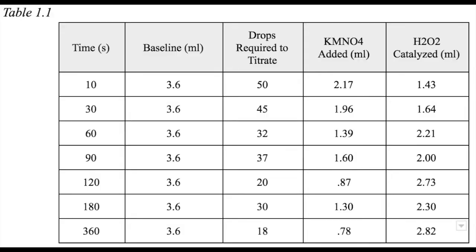From the data collected over the course of this lab, we were able to calculate how much H2O2 is catalyzed during each time interval. After 10 seconds of H2O2 reacting with catalase, 1.43 milliliters of H2O2 was catalyzed into oxygen and water. After 30 seconds, 1.64 milliliters. After 60 seconds, 2.21 milliliters. After 90 seconds, 2 milliliters. After 120 seconds, 2.73 milliliters. After 180 seconds, 2.30 milliliters. And finally, after 360 seconds, 2.82 milliliters of H2O2 had been catalyzed.